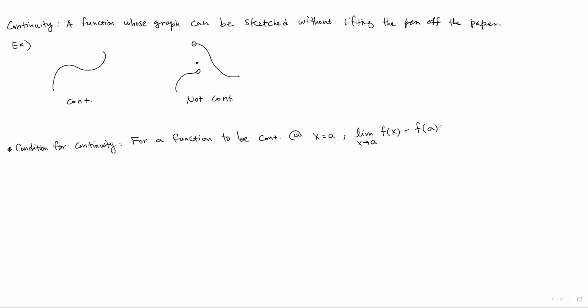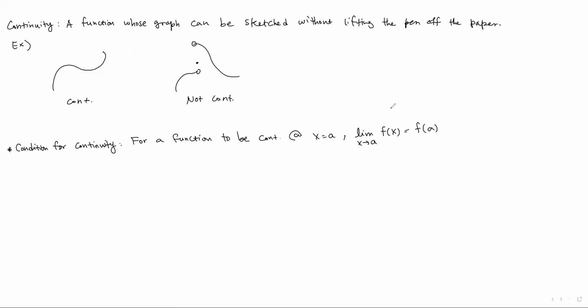Now, keep in mind that that means two things, right? That statement actually has two inner meanings. The first part, the limit as x approaches a of f of x is equal to f of a, that's telling you that the limit has to exist. So as you approach from the left side and the right side, you have to have the same limit, and that needs to be equal to f of a. If either of those two things are not met, your function is not going to be continuous.